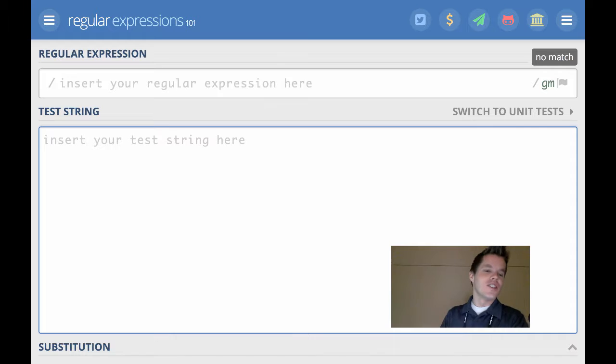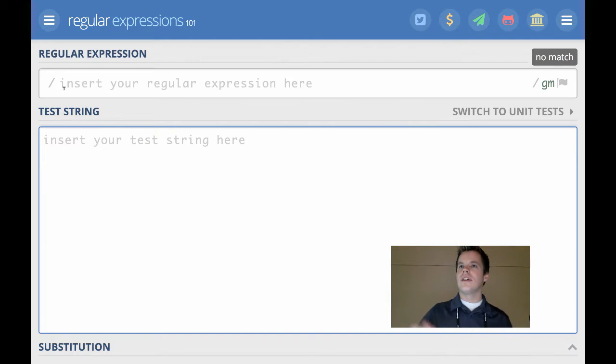Because what if they had the same phone number, but they wrote it with periods instead of with hyphens? Well, this second thing doesn't match, the first one does. So how do we write a pattern that will match both hyphens and periods? And this is the first thing that we're going to learn: how to create a set.